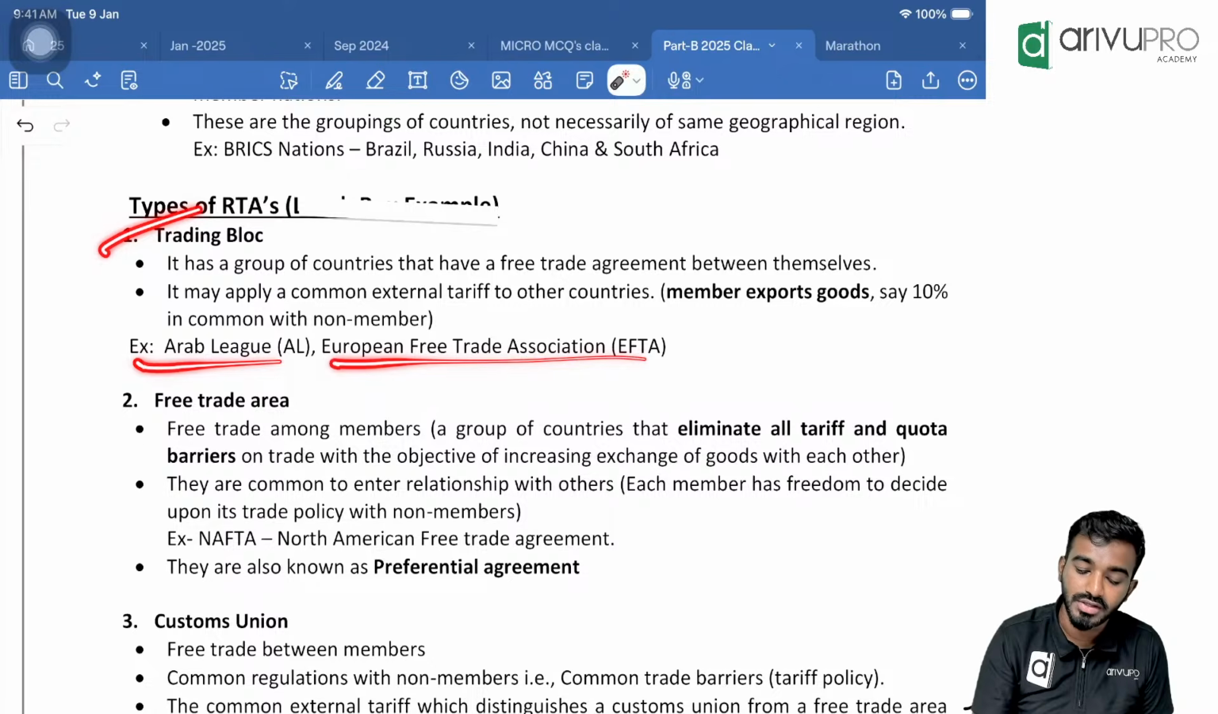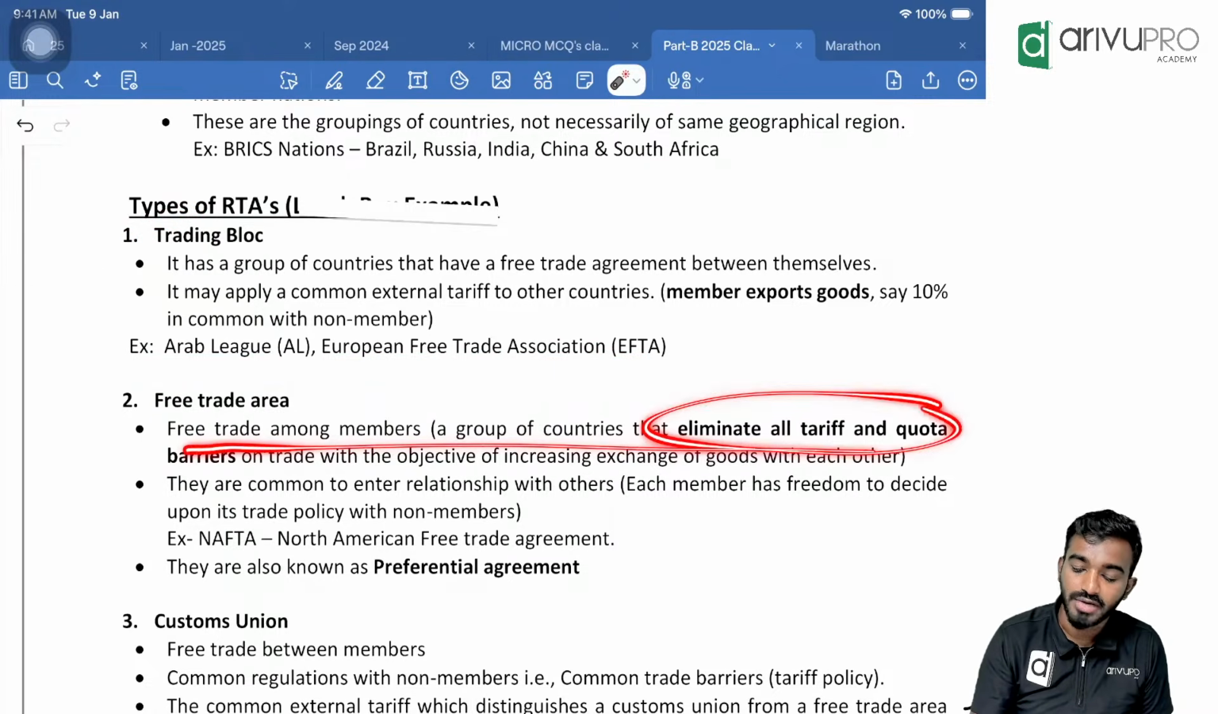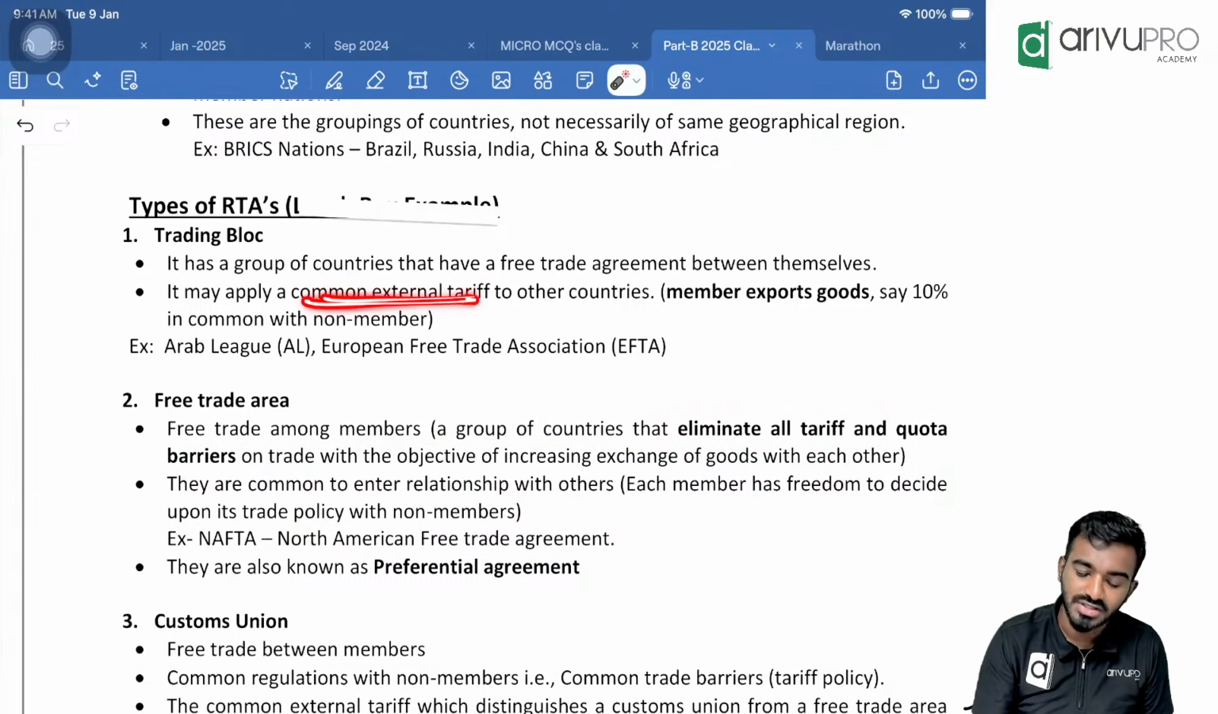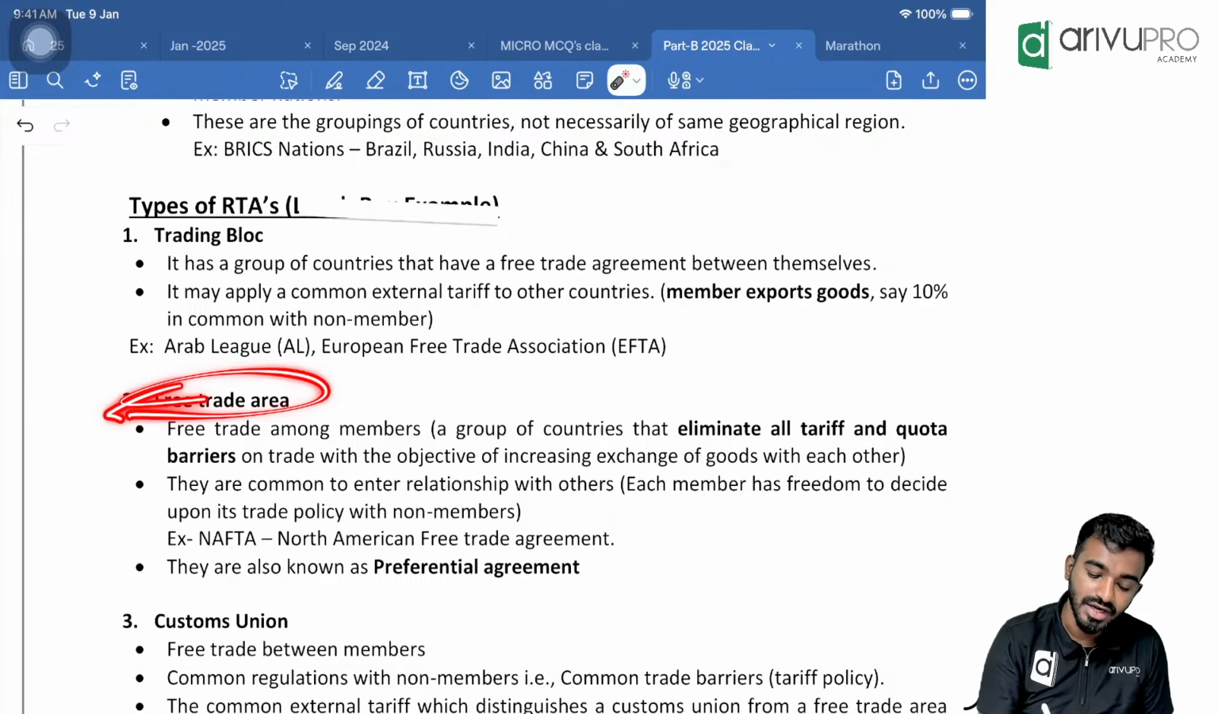Arab League, European Free Trade Association follow it. Now they say, okay, between ourselves we will eliminate all the rules and regulations. But for outsiders, why should we have a common external tariff? We will enter into agreements at our own wish. For example, with any outsider we will have our own agreement, our own rules and regulations. That is called a free trade area.